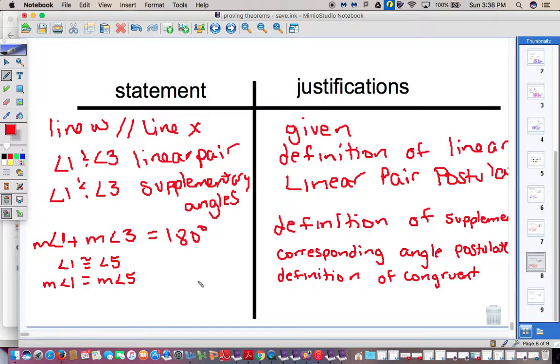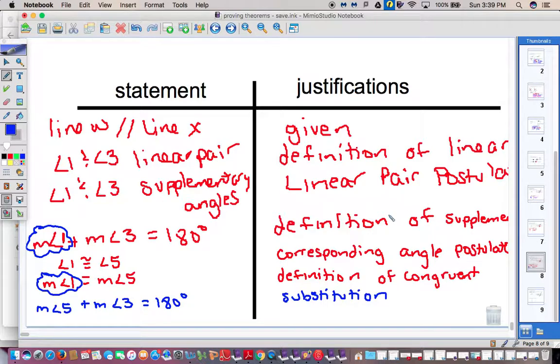Okay, and now we can see that we can replace. We want to replace the measure of angle 1 here, and we can see that it's the measure of angle 1 here, and it equals the measure of angle 5. So we can say that the measure of angle 5 plus the measure of angle 3 equal 180, and that's going to be by substitution.